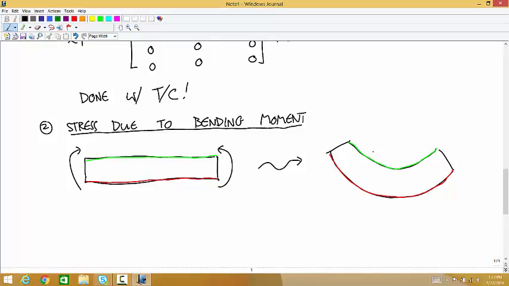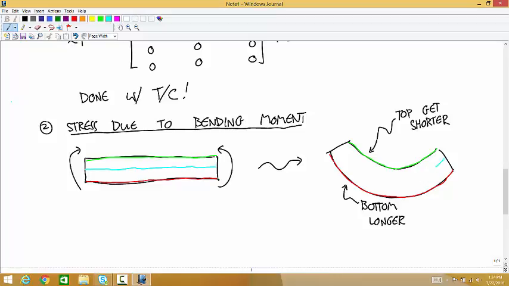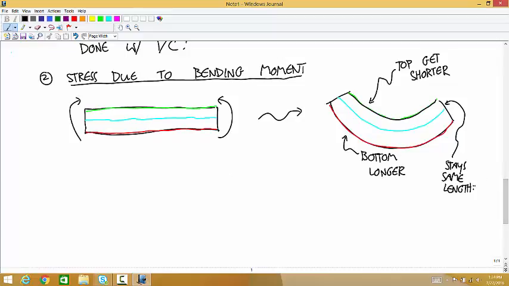Well, when you bend it like this, the top gets shorter. The bottom gets longer. And somewhere in the middle, since it's continuous, there has to be a line that stays the same length. That line that stays the same length is going to be an important thing for us. That's called the neutral axis.